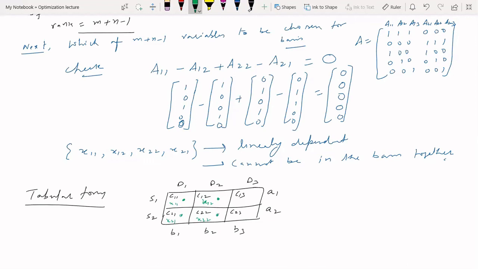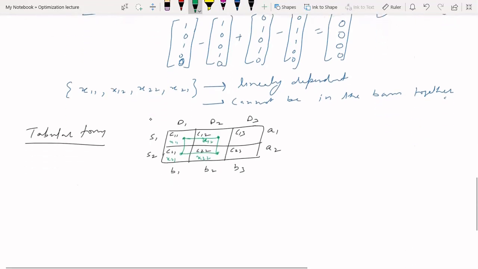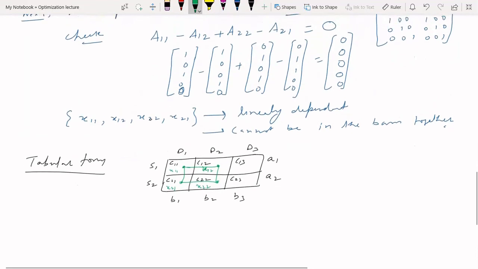And you see these four boxes are actually making a closed loop type structure if I draw horizontal and vertical lines. So this is one observation that I'm having in the transportation problem: if I'm taking four variables into the basis, and if they are making a closed loop type structure while I draw horizontal and vertical lines, so these four variables cannot be in the basis. Whenever there is a loop kind of structure, these variables are not in the basis.